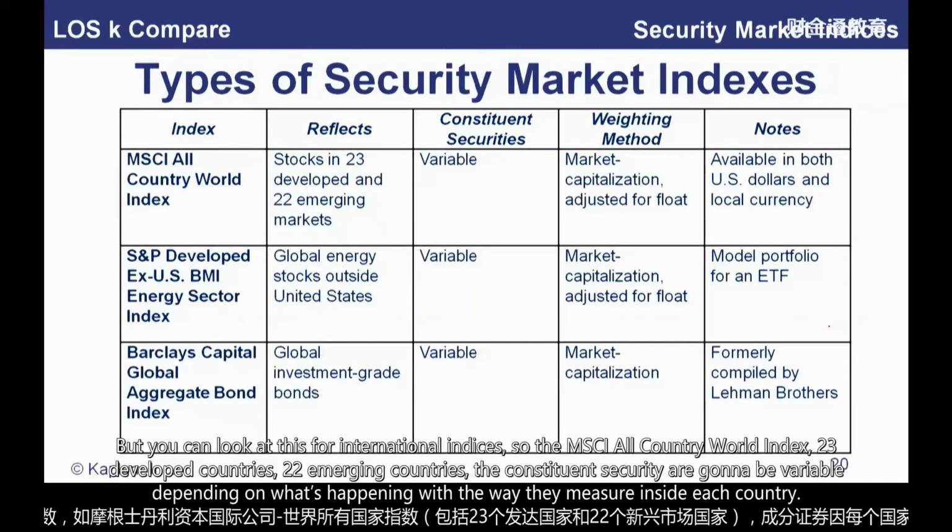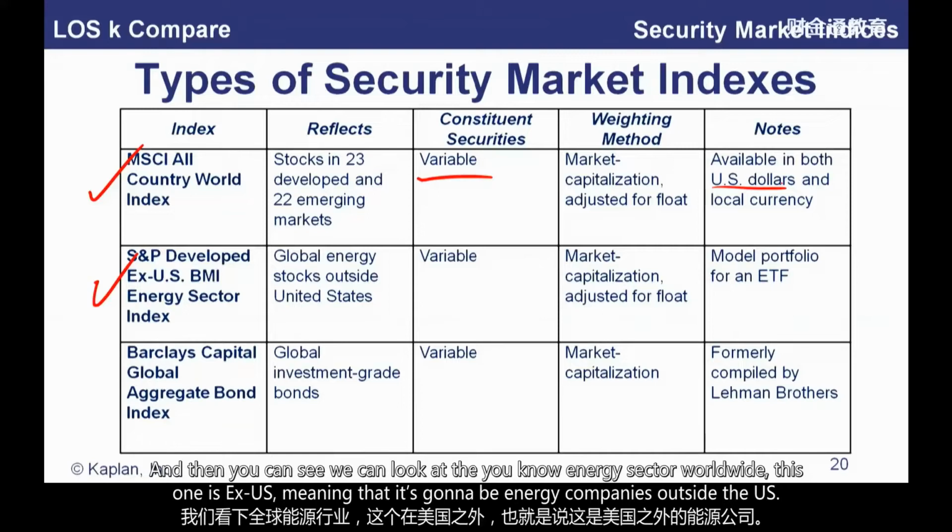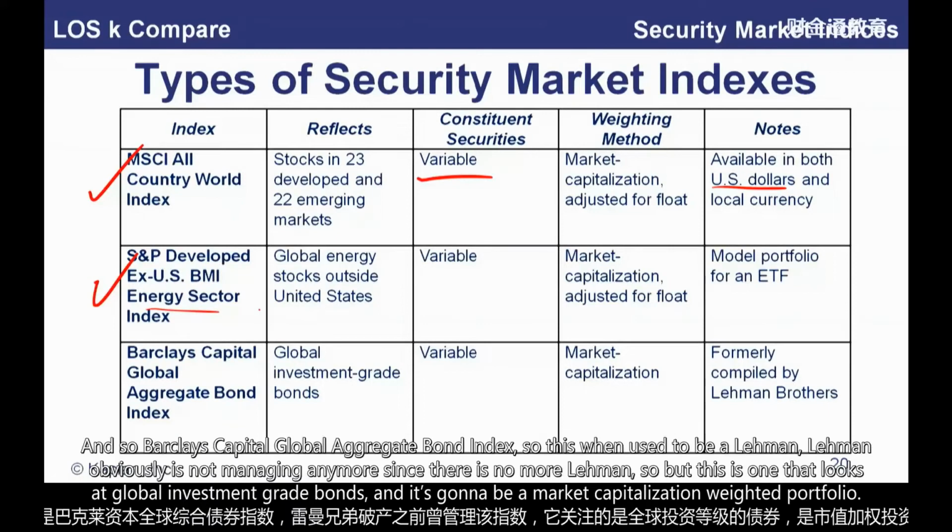But you can look at these for international indices. So the MSCI All Country World Index, 23 developed countries, 22 emerging countries. The constituent securities are going to be variable depending on what's happening with the way they measure inside each country. It's market capitalization weighted, going to be adjusted for float. And this one happens to be available both in US dollars and in local currency. And then you can see that we can look at an energy sector worldwide. This one is ex-US, meaning that it's going to be energy companies outside the US.